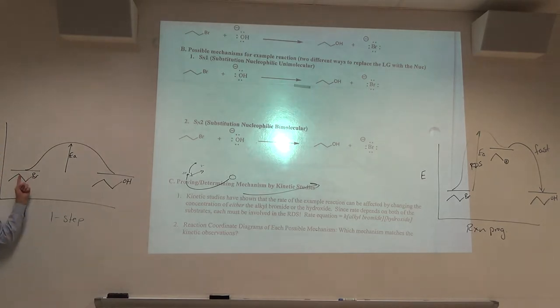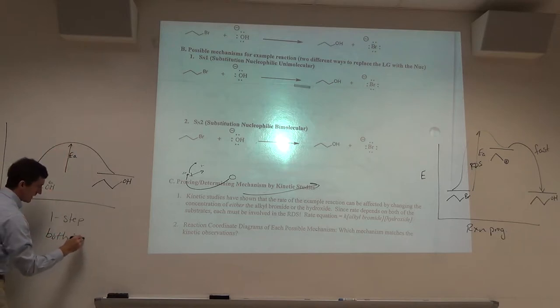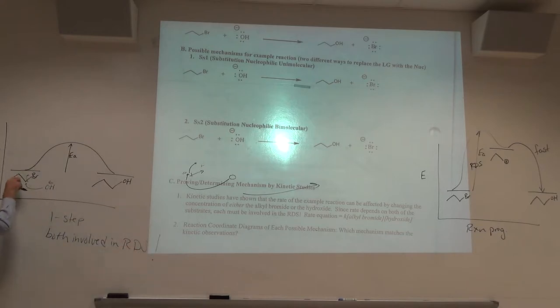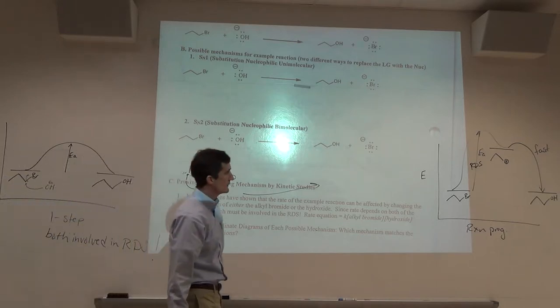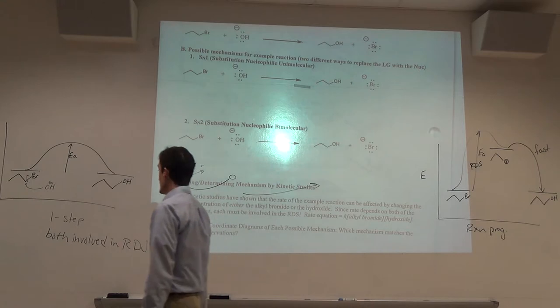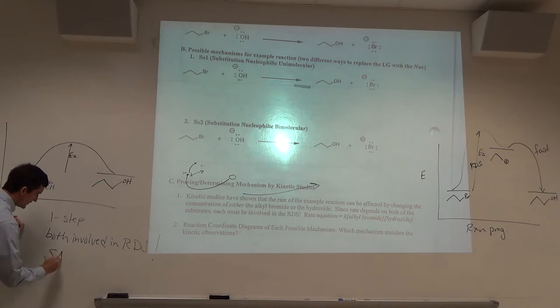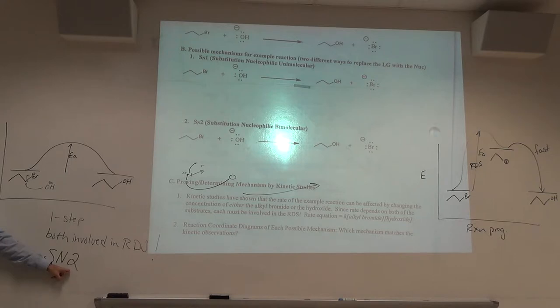Is hydroxide involved in the rate determining step over here? This step is what? This is hydroxide doing this. I mean, this is the activation energy for this. Both are involved here in this step. Both are involved in a rate determining step. So we call this mechanism substitution by a nucleophile, bimolecular. SN2. 2 meaning bimolecular. Two different molecules are involved in the rate determining step.